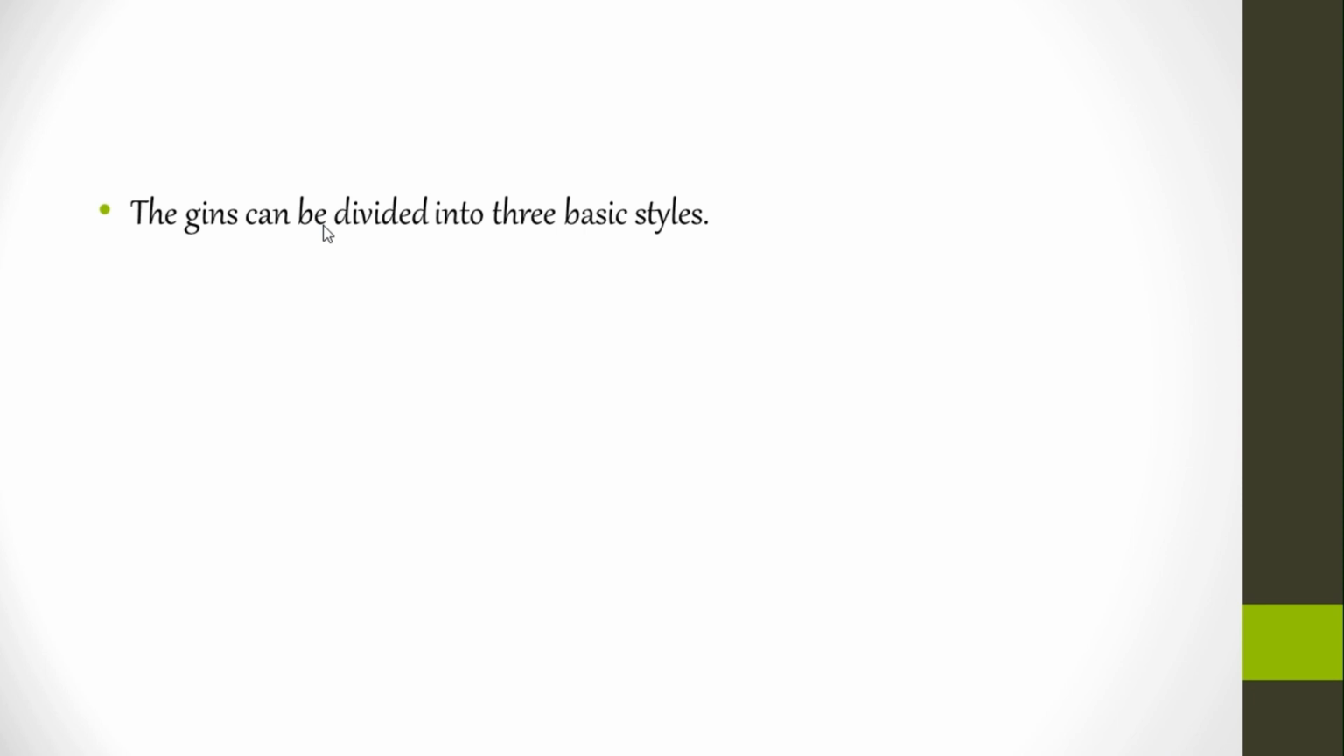Gin can be divided into three basic styles. Different types of gin based on production method, how it is produced, we can classify in three different methods, and then later on we will discuss other styles of gin, like you have heard about Plymouth gin, Old Tom gin, what is sloe gin, all these different types of gins we will look into. First of all, pot still, patent still, and compound gin. So gins which are made by the pot still method, patent still method, and compound gin.